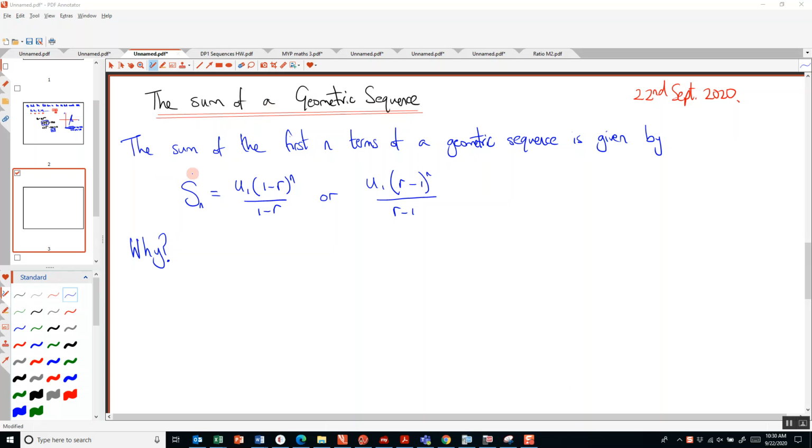Okay, so yes, the sum of a geometric sequence is given by these two formulas. Either formula will work, and we're going to look at why.